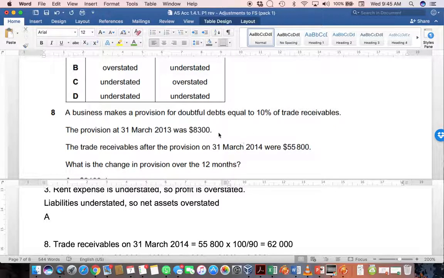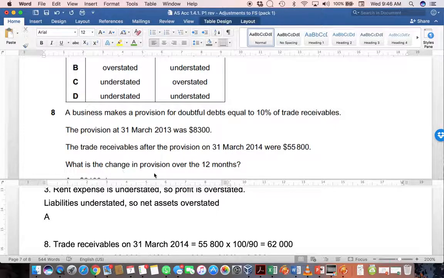The provision at the 31st of March was 8,300. Receivables after the provision was 55,800. Notice this word after. If you miss that, it's going to throw you out for this whole question, because trade receivables after the provision means that the provision has already been subtracted. So this amount over here, in fact, represents only 90% of the total receivables. As soon as you pick this up, make a little note for yourself, or you will end up struggling here.